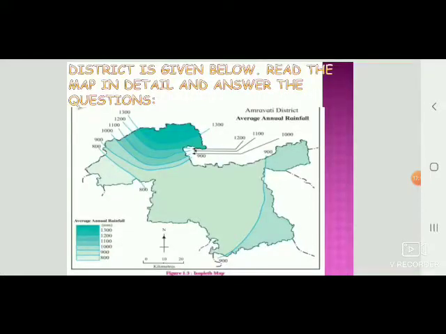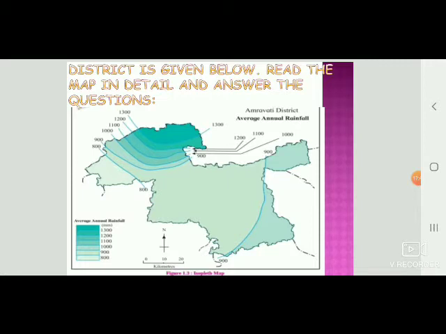The Amravati district is shown below in the map. Read the map in detail and answer the questions. As you all can observe in this map, the darker shades in the Amravati district lie towards the northern part, and the lighter shades in the district lie to the southern part and to the eastern part of Amravati.